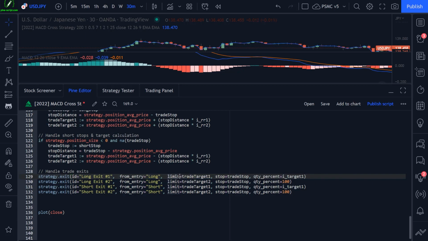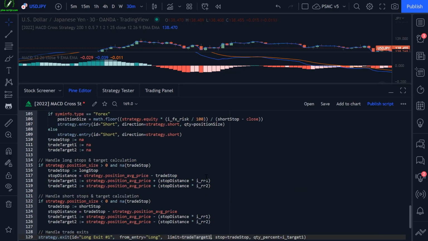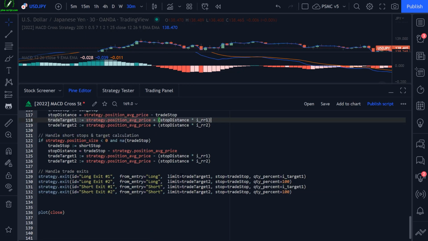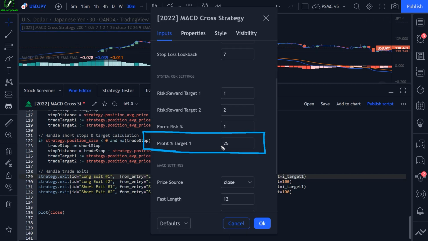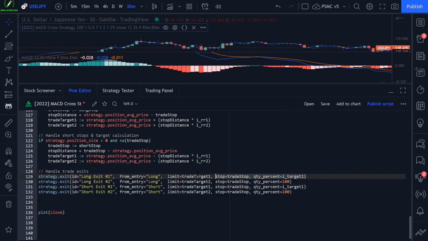So we have a limit order set at trade target 1, which is a 1-to-1 distance from our entry price. If our first take profit is hit, then we exit a quantity percent of I target 1. I stands for input. Target 1 is this parameter here, which is a percentage of our total position size. By default, it's set to 25%, or a quarter of our total position size gets exited if our take profit is hit. If our stop loss is hit, it also exits 25% of our position. And then on the next line of code here, the remainder of our position will also get closed out if our stop loss was hit.